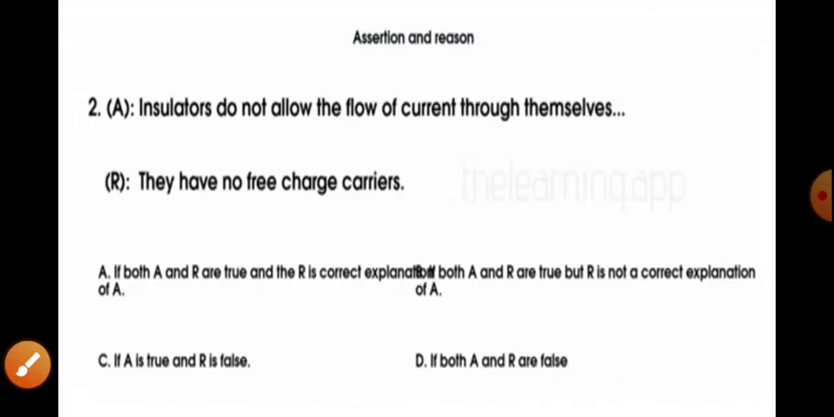Okay. The second one: insulators do not allow the flow of current through themselves. They have no free charge carriers.